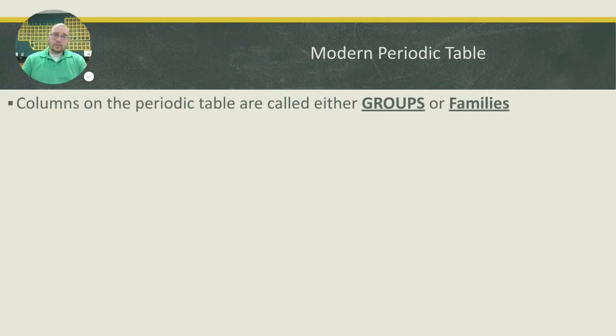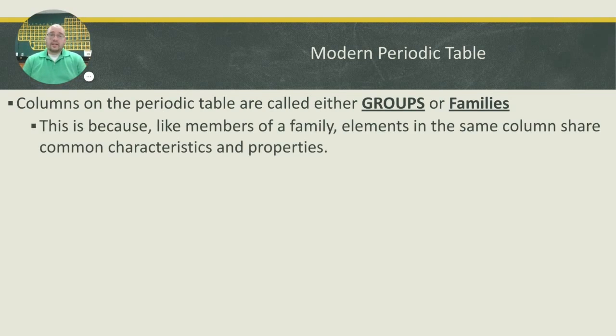All right. So columns, those are the vertical ones, up and down. Columns, just like the columns that hold up a building, are vertical. Columns on the periodic table are called groups or families, right? This is because members of a family tend to look alike and they tend to behave alike. Elements in the same column share common characteristics and very common properties.